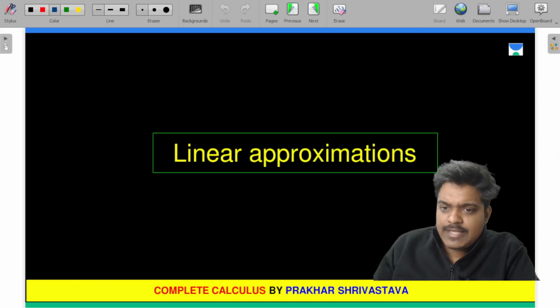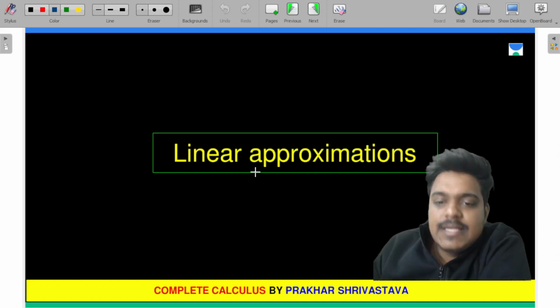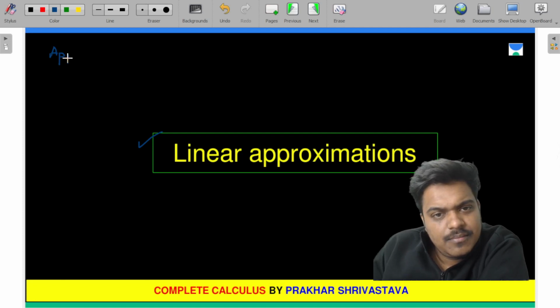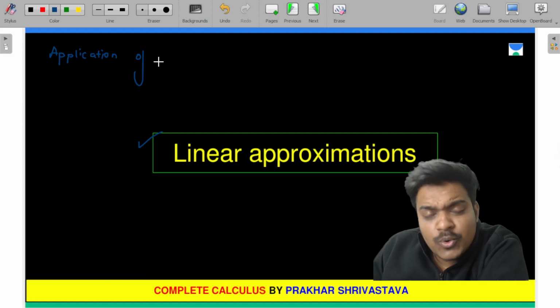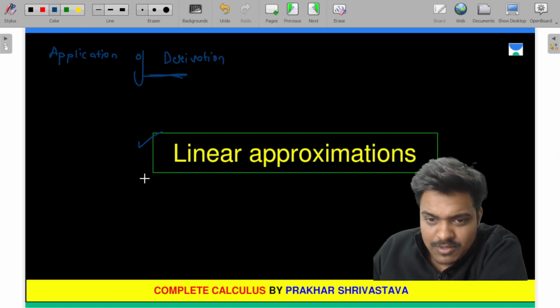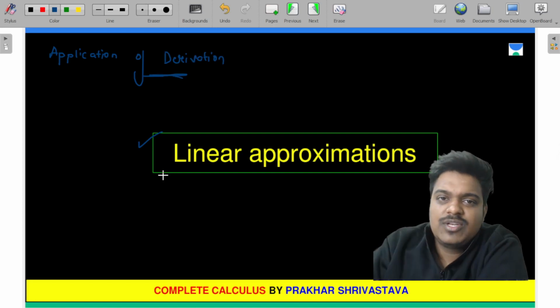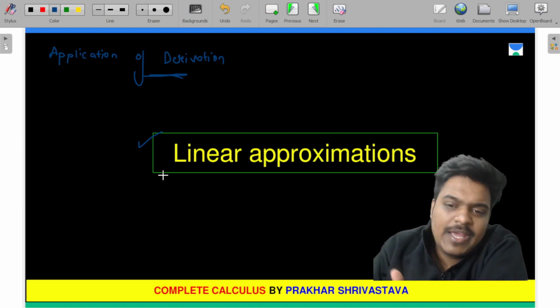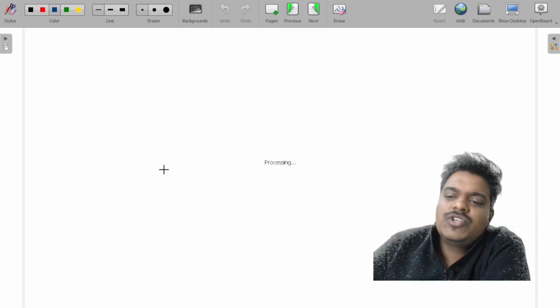Hello everyone. So next thing we are going to discuss is the linear approximations. From here we start with the application of derivatives. I've already told you, in application of derivatives we are going to discuss a lot of things, and the first thing is linear approximation. Then we'll move to increasing decreasing functions, maxima and minima, then finding the tangents and the normals. So there are multiple applications of derivatives. The first application is linear approximation.